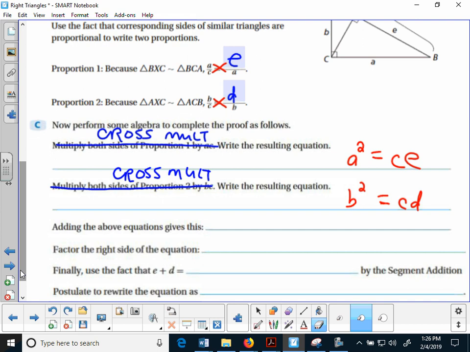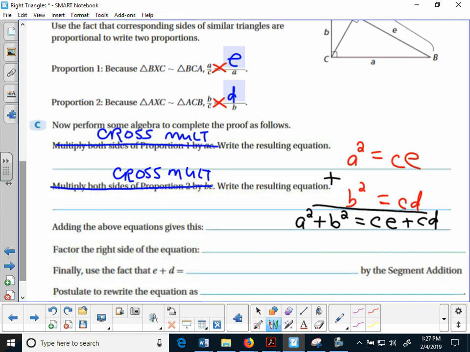Whatever. All right, now it says adding the above equations gives us this. So this is pretty cool, guys. We're just going to add these babies up. So on the left side, we are going to have A squared plus B squared. On the right side, we are going to have CE plus CD. Okay, and literally in the proof, your reason for that is just the addition property. That's fine.